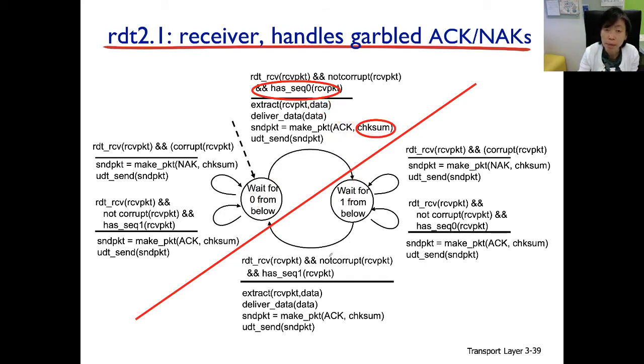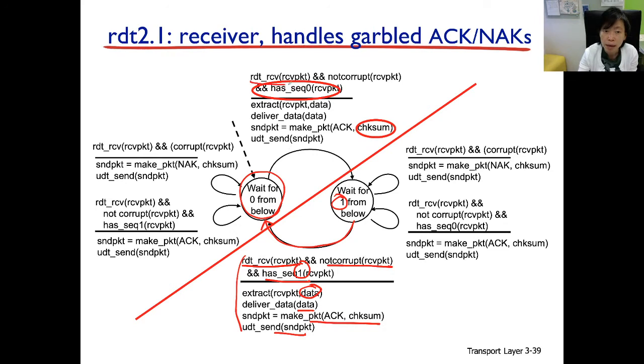And we move to the new state, wait for 1 from below. Similarly, we'll be getting a packet from below, receive RDT, not corrupted, and carrying the expected sequence number 1. Cool, happy again. Extract data out of the packet, pass it up to the application layer, generate an ACK with checksum, send it back. Upon finishing all these actions, we take the transition. The receiver here goes back to wait for 0 from below.